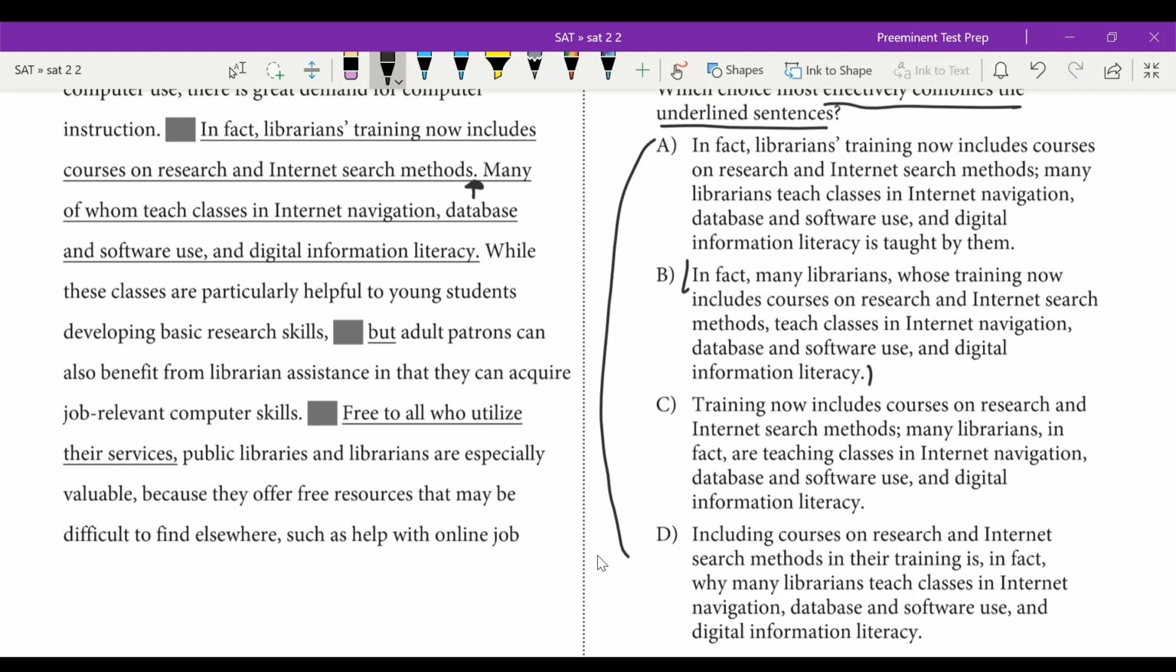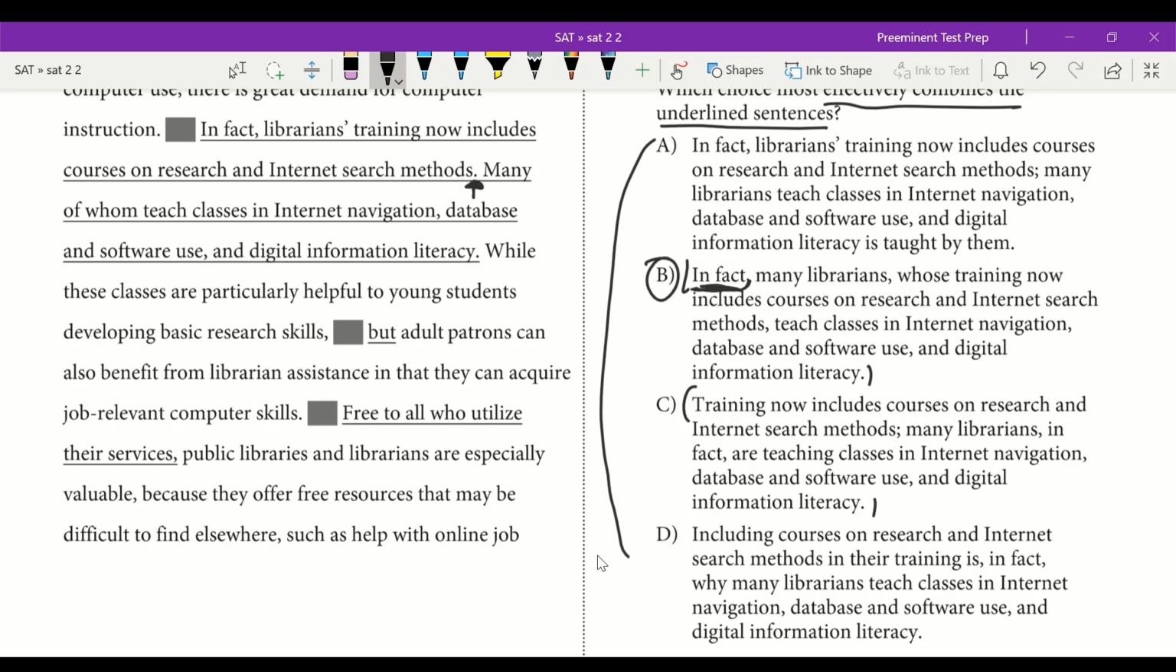So off the bat, I see that B and C look to be about the same. So I'll go ahead and start with B. "In fact, many librarians whose training now includes courses on research and internet search methods teach classes in internet navigation, database and software use, and digital information literacy." Well, I'm actually going to go ahead and pick this, and here's why. It's grammatically correct. We have "in fact" followed by a comma, right, as our introductory statement.